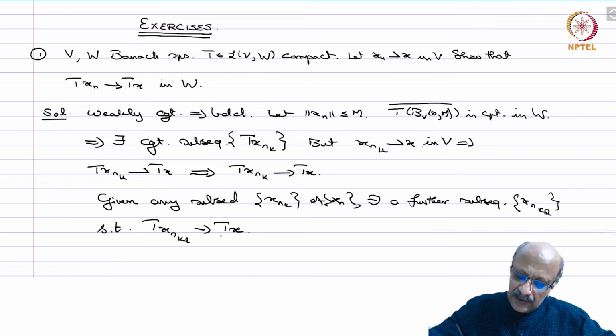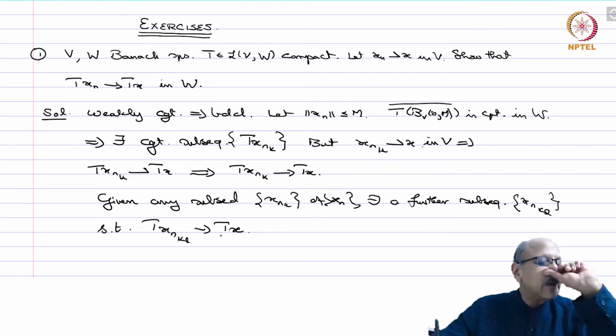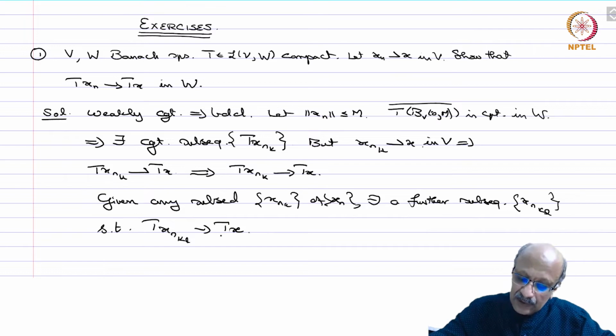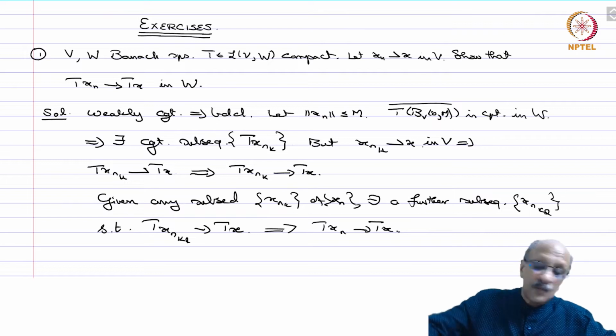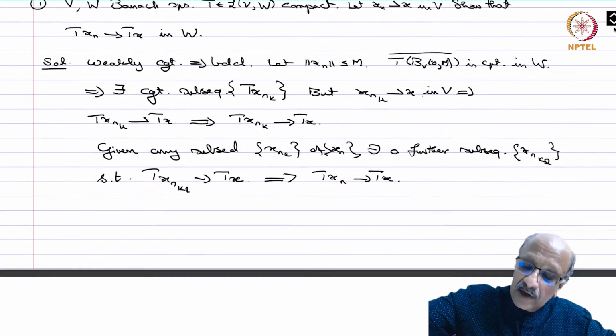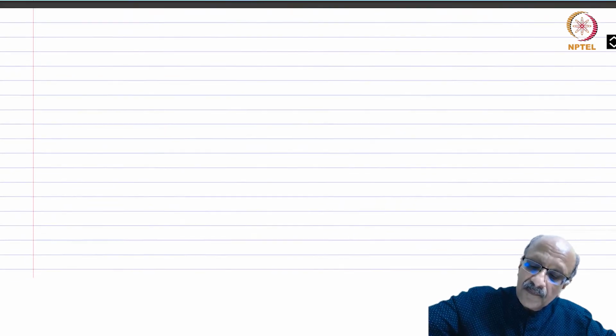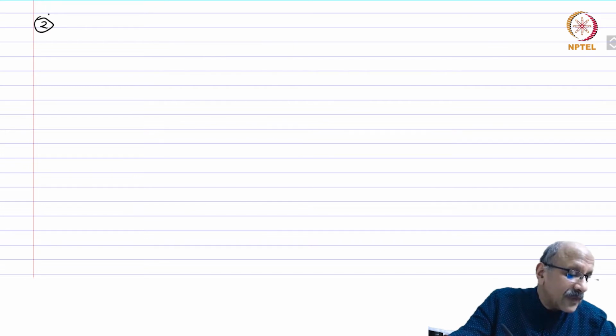So the limit is irrespective of the subsequence chosen, and I have already mentioned this fact before. In a topological space, if you have a sequence such that any subsequence has a further subsequence which converges and the limit is independent of the subsequence, the limit is unique, then the entire sequence converges. So this means that Tx_n converges to Tx. Okay, so this proves it. You see, the topological trick is very important and very useful and very trivial to prove.